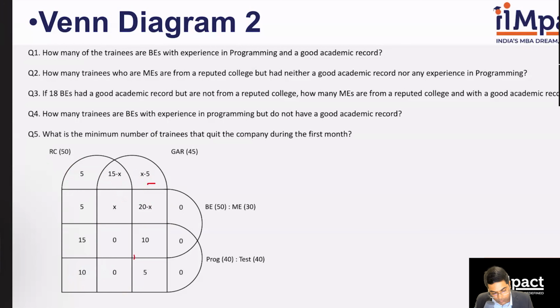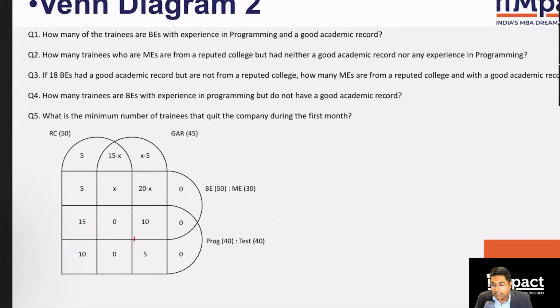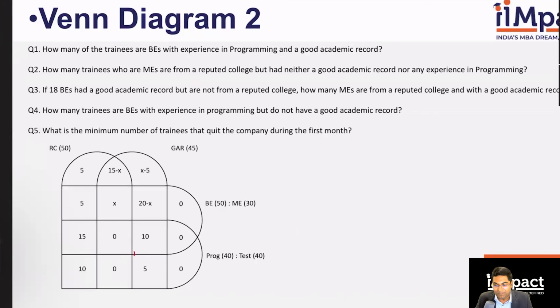How many trainees are BEs with experience in programming, but do not have a good academic record? 15. Very straightforward. So that's the end of this set. I hope there are no doubts. Pretty straightforward. You just need to correlate the variables, understand reading the 4-set Venn diagram, and of course, most importantly, understanding that this is a Venn diagram. Shall we move forward, guys?